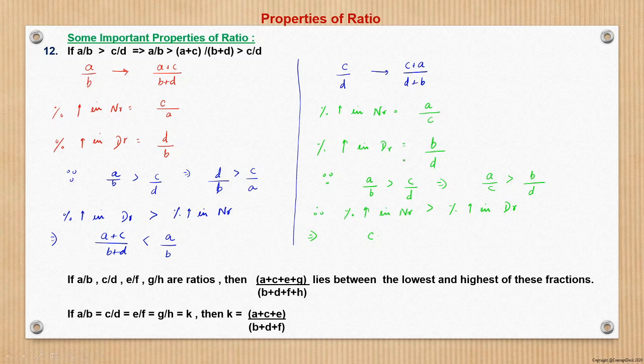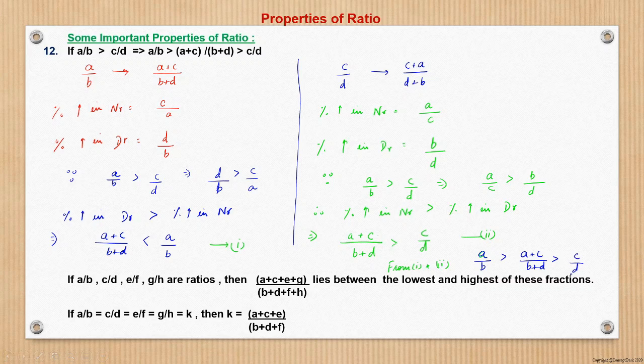So the resultant ratio, which is A plus C upon B plus D, will be more than the original ratio, which is C by D. So combining equation 1 and equation 2, from 1 and 2 we can say that A by B is greater than A plus C upon B plus D, which is greater than C by D.